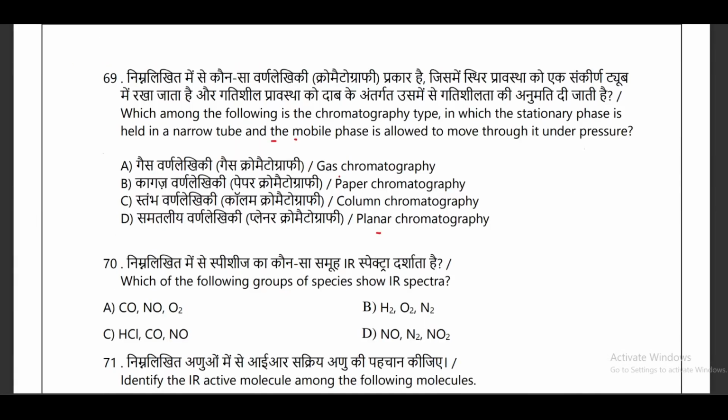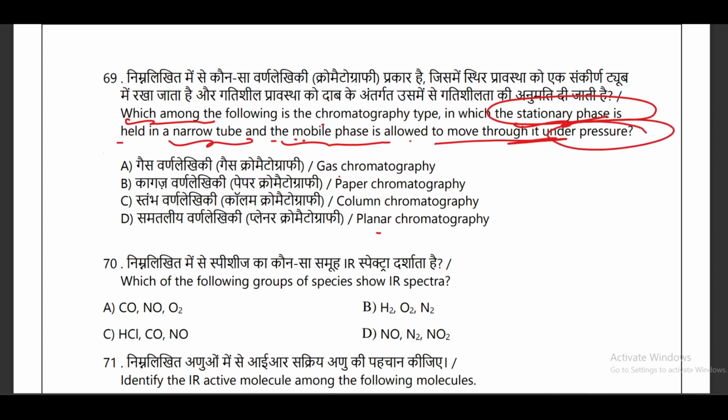In the next question, which among the following is the chromatography type in which the stationary phase is held in a narrow tube and the mobile phase is allowed to move through it under pressure? Keep in mind they are providing you a condition that the mobile phase moves under pressure. They are providing you four options: gas, paper, column and planar chromatography, and the correct answer in this question is gas chromatography.